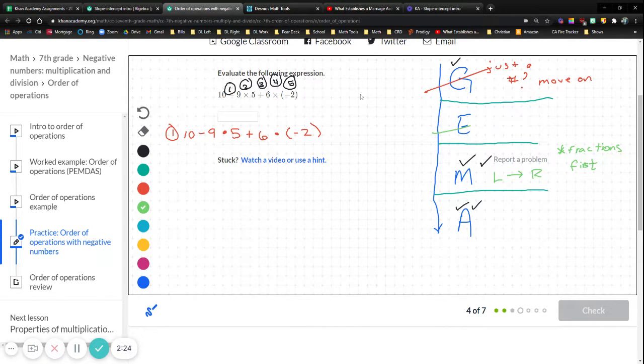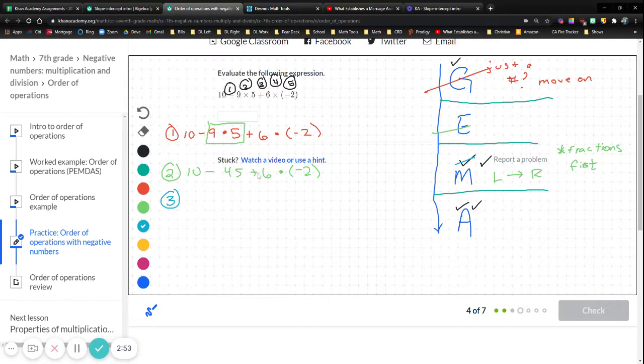Fractions first. Okay, but if I move from left to right here, I'm going to multiply 9 times 5, and my second line of work is going to look like this. I got 10. I copy everything down. 10 minus 45 plus 6 times -2. Now, some of you guys might be able to go a little bit quicker than this, and that's fine, but I want to show you a way that works every single time, and as you start to get better, then you can find some of those shortcuts. So I check off that one check mark.